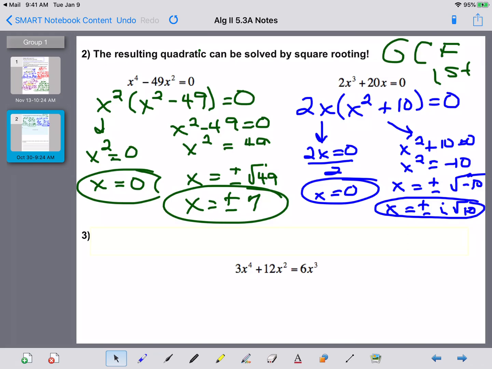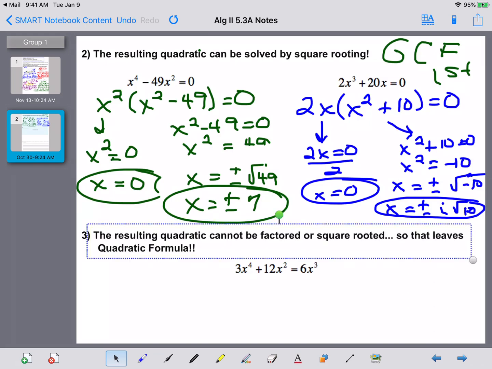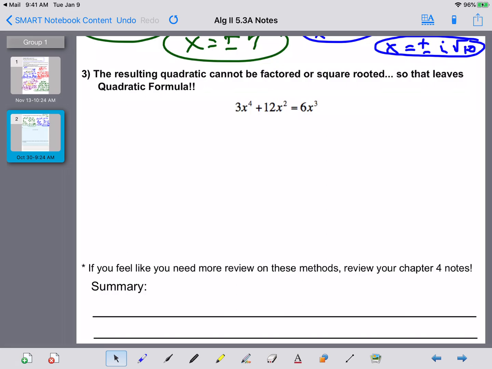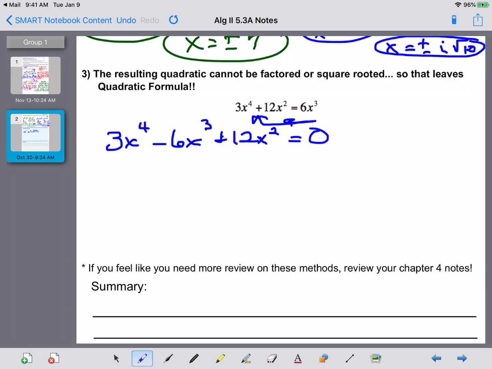All right, the third thing that can happen is that the resulting quadratic can't be factored or square rooted. So that leaves using the quadratic formula as our method for solving it. So again, we need to have one side equal to 0, so I'm going to have to bring this one over. And because it's a cube, I'm actually going to put it right in between my 4th power and my 2nd powers, subtracting it over. So I'm going to have 3x to the 4th minus 6x cubed plus 12x squared, and now it equals 0.